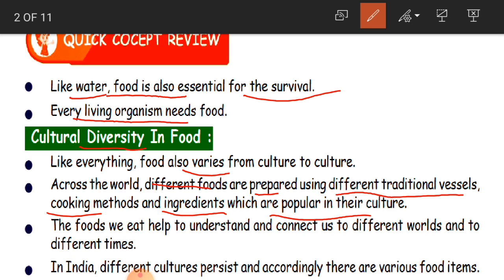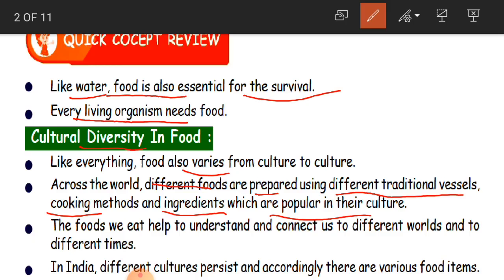Okay, children, and as there are different foods, they have different cooking methods also. In India, normally we cook on the stove, mostly on the gas stove. But in western countries, for example, pizza, burger, bread and all these are cooked in ovens. They are made in ovens. In the same way, cooking methods are also different from place to place, tradition to tradition.